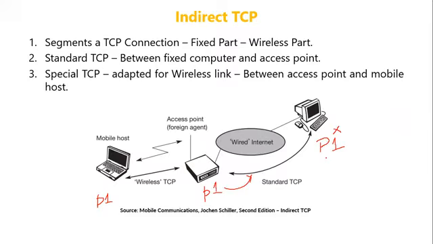Similarly, if there is any packet missed in the wireless link, say for example, this correspondent node is sending a packet P2 to this access point, and the access point has received this packet successfully, and then it is sending the same packet P2 to the mobile host.